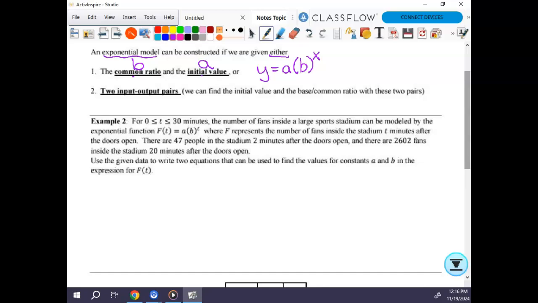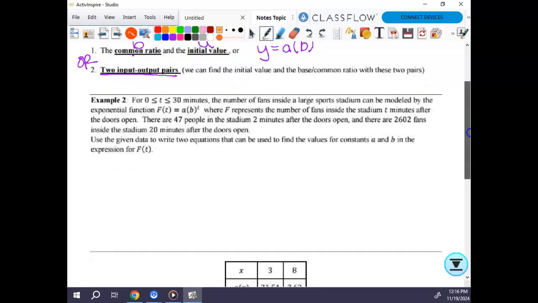Or if you have two input-output pairs, which basically means two ordered pairs, an x and a y. So instead of thinking of everything in terms of x and y, we talk about them as input and output, right? Those words are used a lot, so we got to make sure we understand how that works. So let's look at example 2 here.